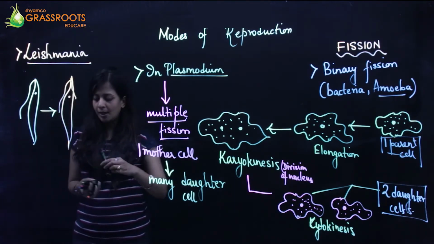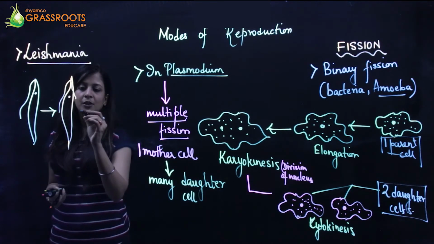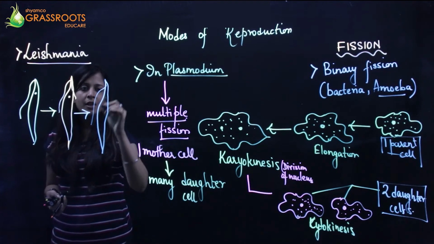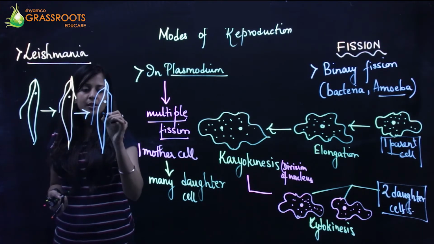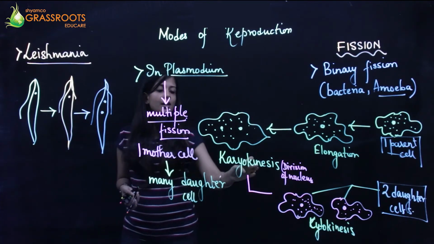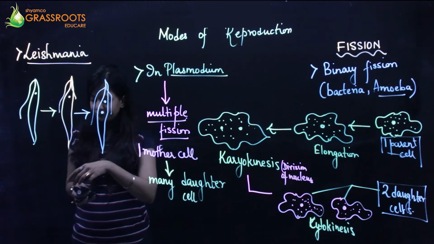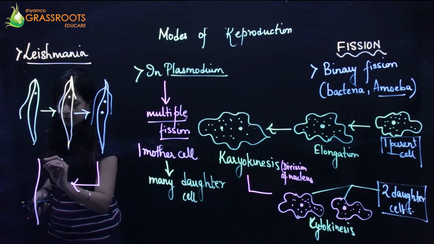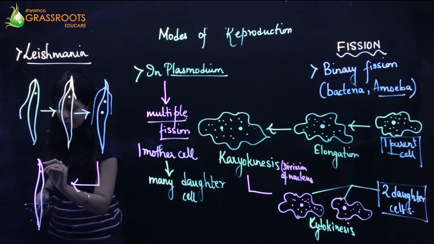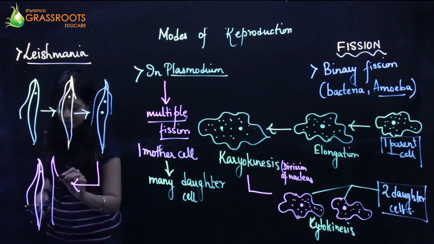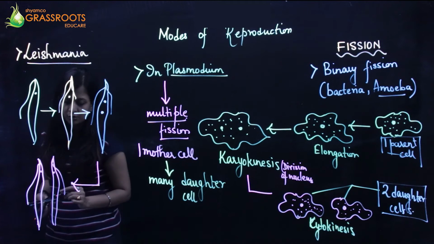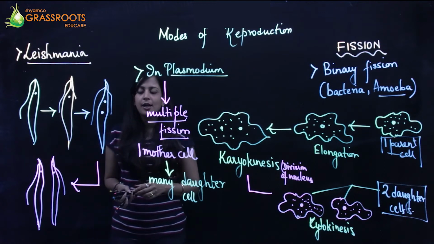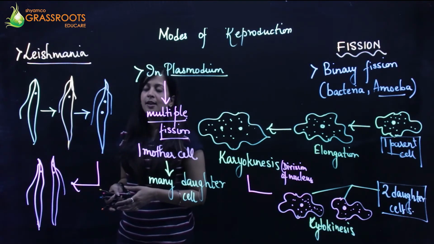In the next step, the nucleus will divide and the second flagellum continues to grow. The division of the nucleus is known as karyokinesis. Finally, in the next step, you will get two Leishmania, each one with its own flagellum. Here the division of the nucleus takes place, which is known as karyokinesis, and the division of the cytoplasm is known as cytokinesis.